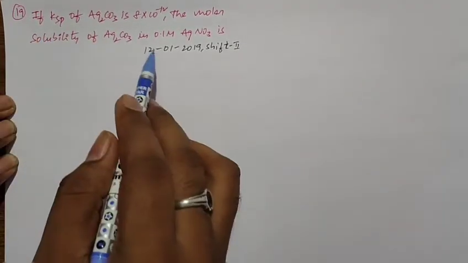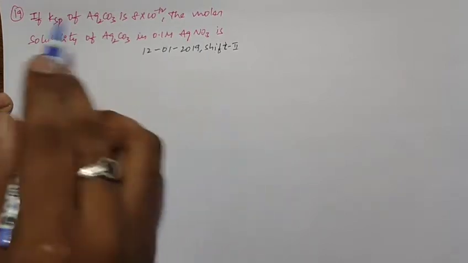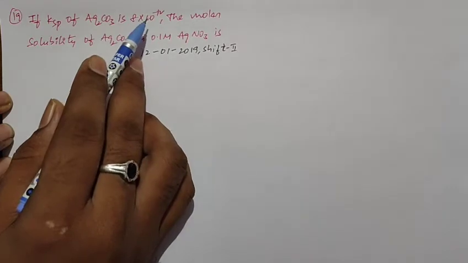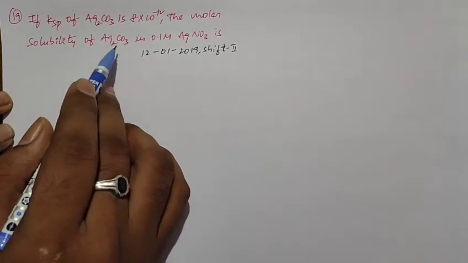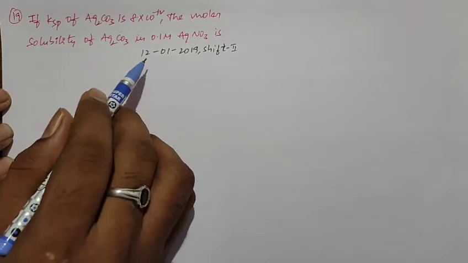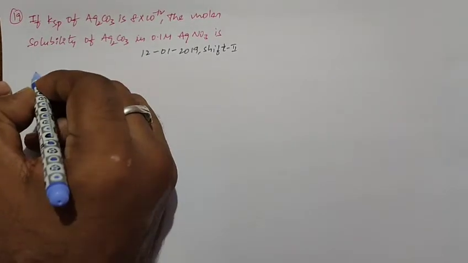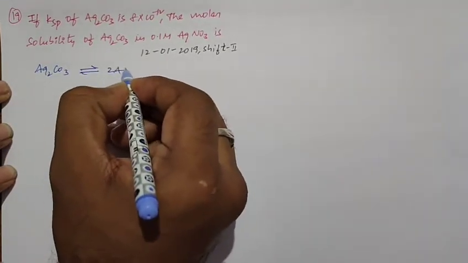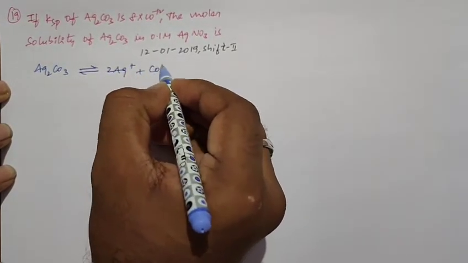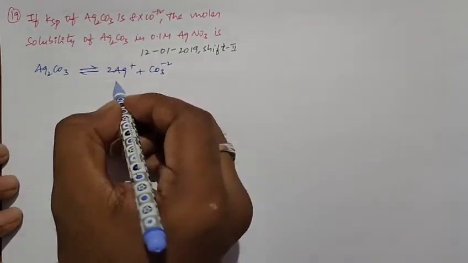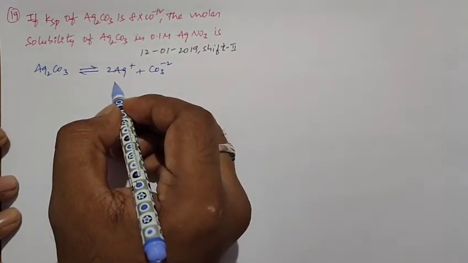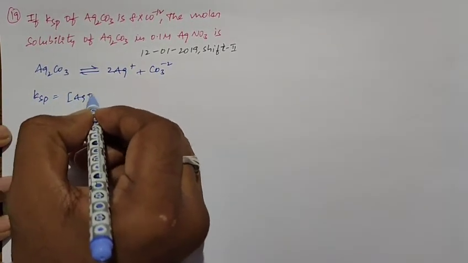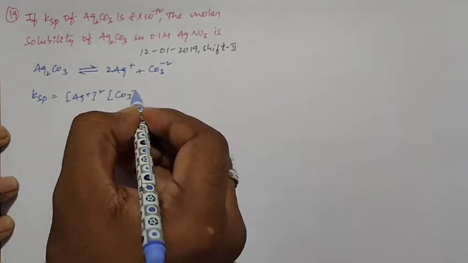This question is given on 12th January 2019 shift 2 paper. If the solubility product of silver carbonate is 8 into 10 power minus 12, then the molar solubility of silver carbonate in 0.1 molar silver nitrate solution is. So if you take the given reaction, Ag2CO3 is reversible to 2Ag plus plus CO3 2 minus. So based on this, the solubility product of Ag2CO3 is Ag plus whole square into CO3 2 minus.